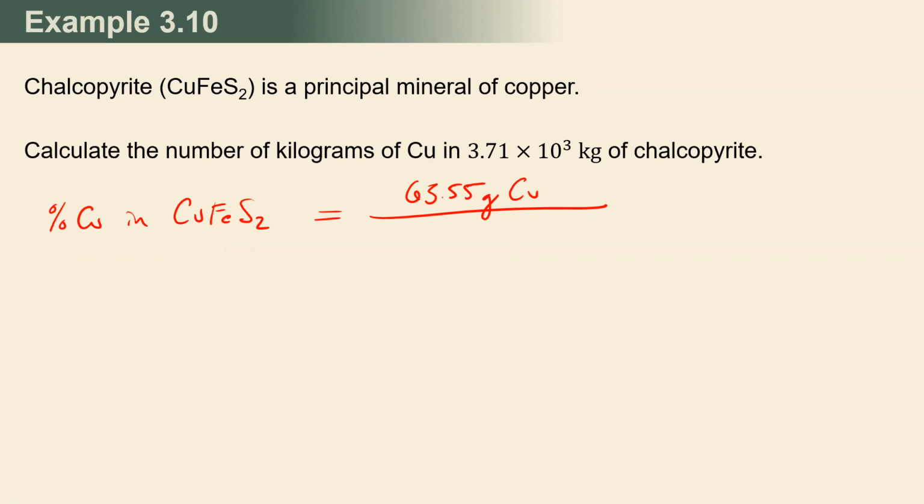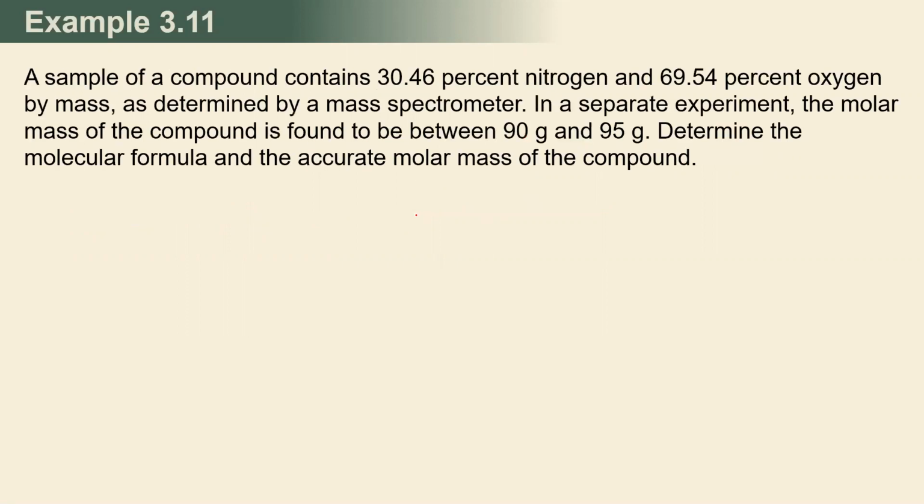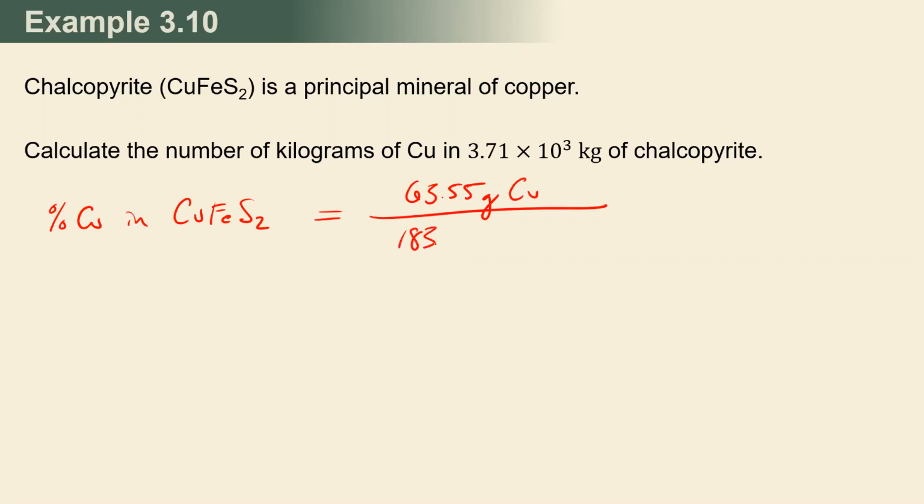Who's got it? Who's got our total mass? Who's got a periodic table in front of them? Is it 183.54? That sounds good. 183.54 grams of copper iron sulfide. Right. And so that's going to give us our percent, times 100%.